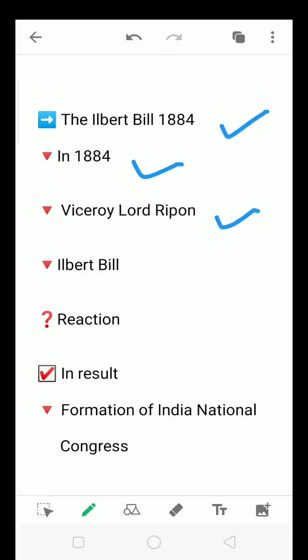When this bill was passed, and it was in favor of the Hindus of the subcontinent, all of the Europeans became very angry. The Ilbert Bill allowed Indian judges to preside over cases involving British subjects in India. This created a violent reaction among the Calcutta European commercial community. So Lord Ripon had to agree to a compromise because of the political agitation by the Europeans.